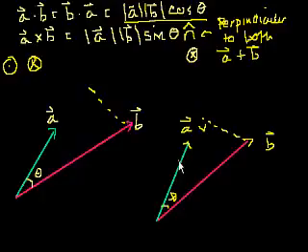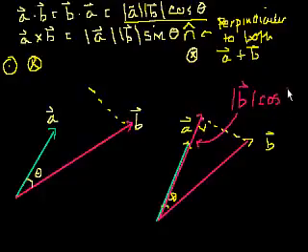B cosine theta, adjacent over hypotenuse, is equal to cosine theta. So it would be the projection of B going in the same direction as A. So it would be this magnitude. That is B cosine theta. So the magnitude of that vector right there is the magnitude of B cosine of theta.